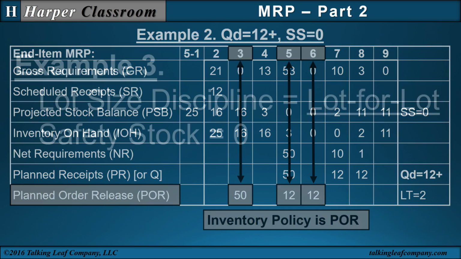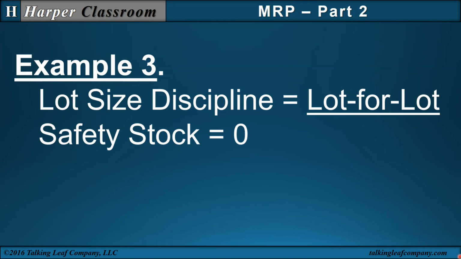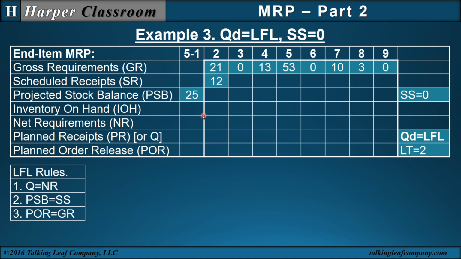So now, example 3 is a lot-for-lot lot size discipline with a safety stock of 0. Again, I highlight and color the input with a safety stock of 0, and the lot-for-lot lot size discipline is LFL, and I copy that down here for reference. But for the LFL End-Item MRP, I will describe and introduce 3 LFL rules, which will streamline the generation of an End-Item MRP when it's based on LFL.